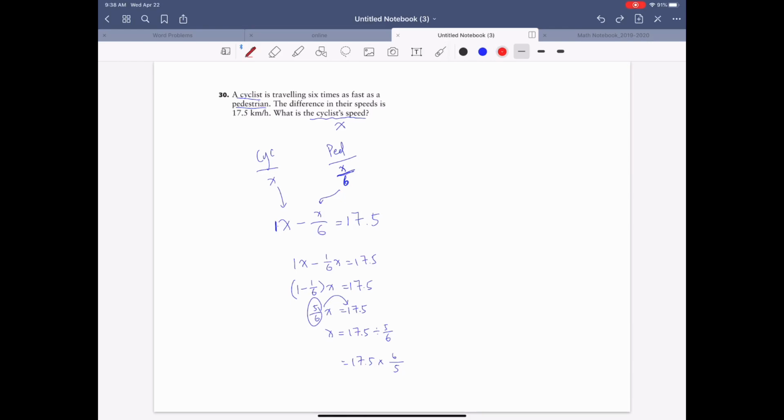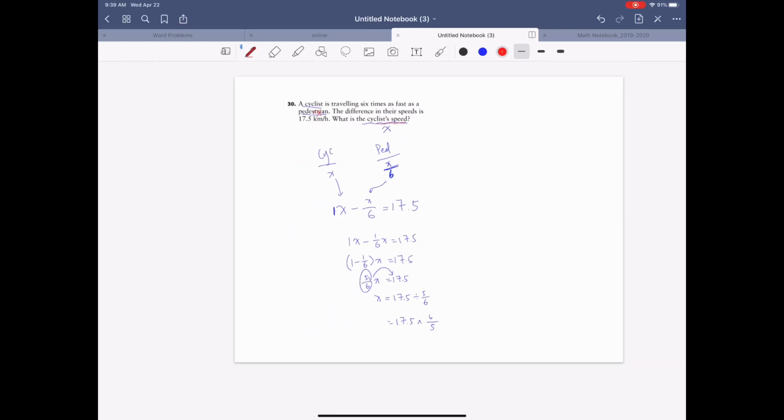What if you actually set up pedestrian speed and calculate cyclist speed afterwards? Yes, of course you can. If you set up pedestrian speed as x, then cyclist speed would be 6x, okay? And after you calculate x, you have to times 6 to get the cyclist. So same idea. I think it's just easier to set up x as cyclist speed beforehand and make pedestrian speed x over 6. Okay, so whichever way you do it.